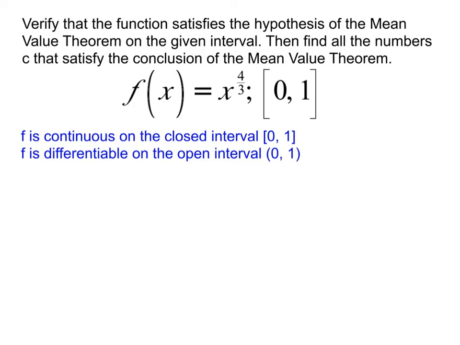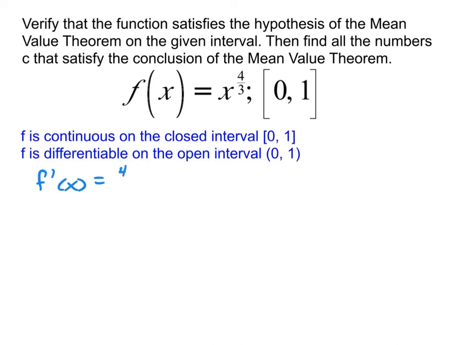All right, so now that we've taken care of that part, we now need to find our number C that satisfies the conclusion of the mean value theorem. Now remember, the conclusion of the mean value theorem is that at some point over this interval, our derivative is going to hit the same slope as the slope between those two endpoints. So I've got to find two things. First, I have to figure out what the derivative function is.